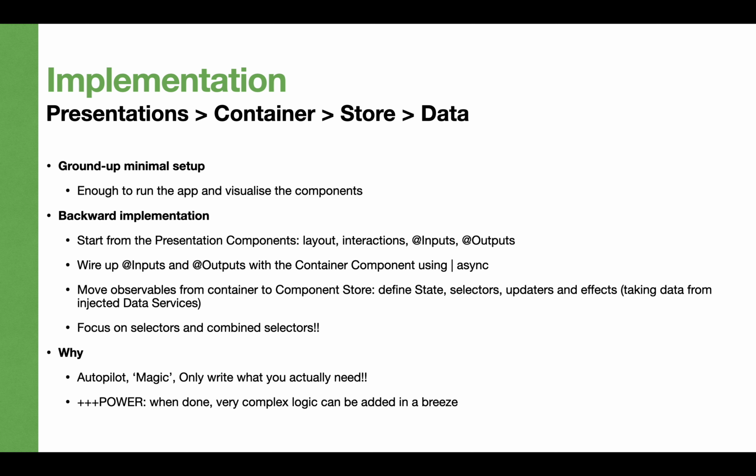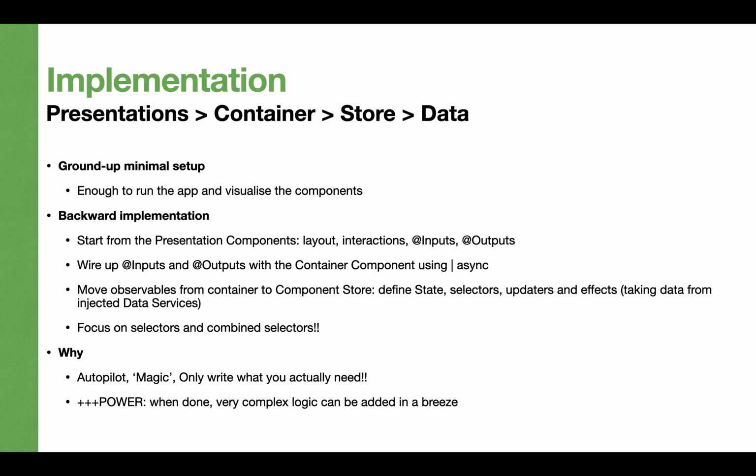Now let's talk about the implementation. So how to do this? There is a specific way to do this, and I will explain why. First of all, you need to do a minimal setup from the ground up. So start from your data services, just make them exist. Define a minimal setup of the store, a minimal setup of the container, a minimal setup of the presentation components. And this minimal setup needs to be enough that you can run the application with ng serve without errors, and you're going to see on the screen: my presentation component works. Okay, that's all.